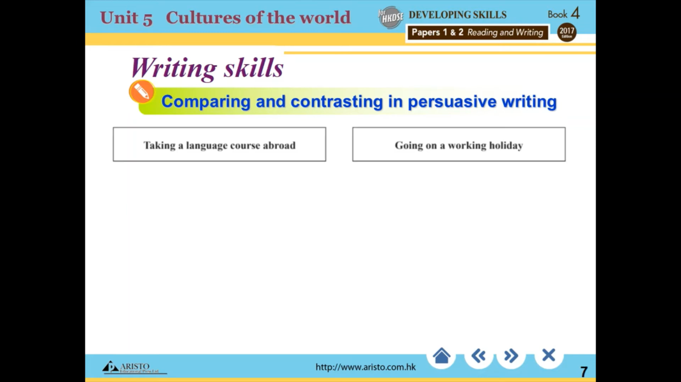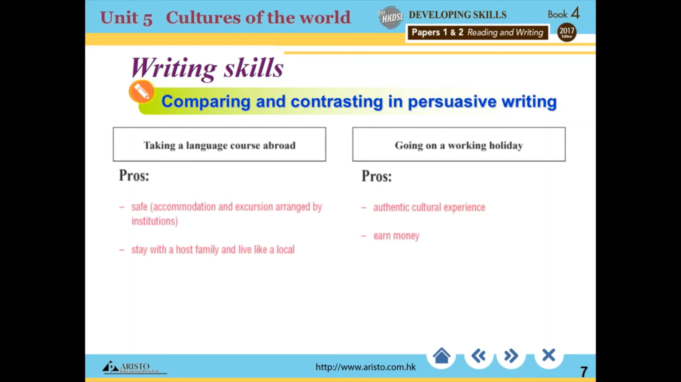So for this writing question, the two options you can choose to write about are taking a language course abroad and going on a working holiday. You are asked specifically to list out the pros and cons for each choice. Here are some pros for each of the choices. Of course, you can simply list out the pros one by one, but that wouldn't really give Sam any suggestion as to how to choose between the two.